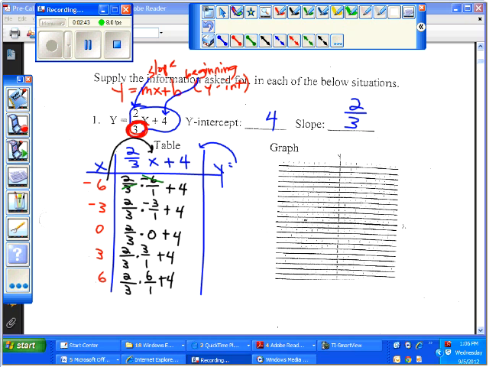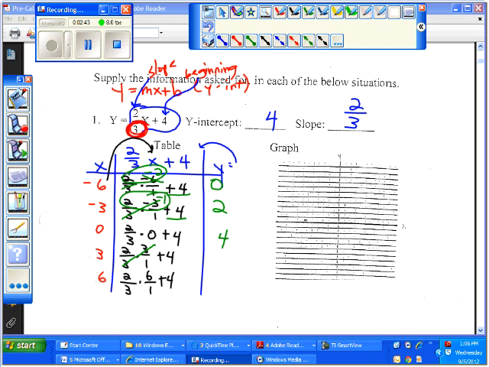3 goes into negative 6, negative 2. 2 times negative 2 is negative 4, and negative 4 plus 4 is 0. 3 goes into negative 3, negative 1. 2 times negative 1 is negative 2. Negative 2 plus 4 is positive 2. Anything times 0 is 0, plus 4 is 4.